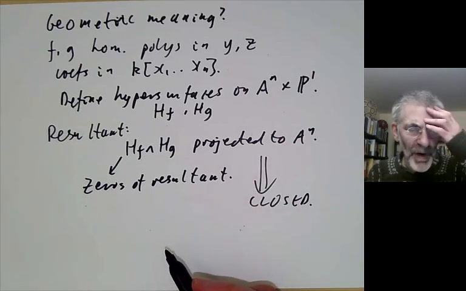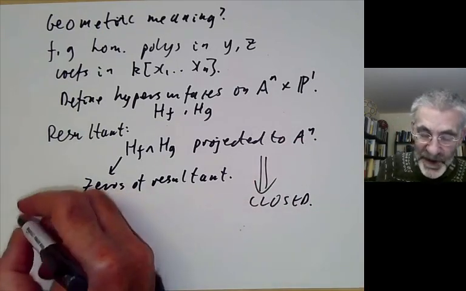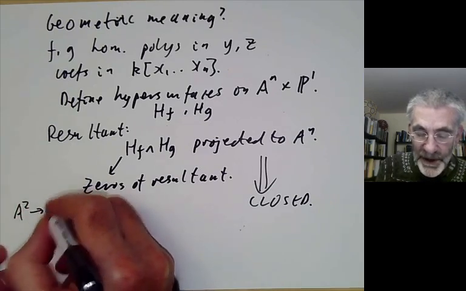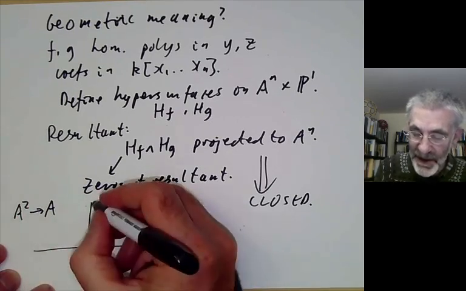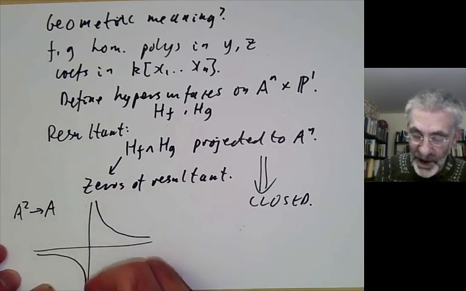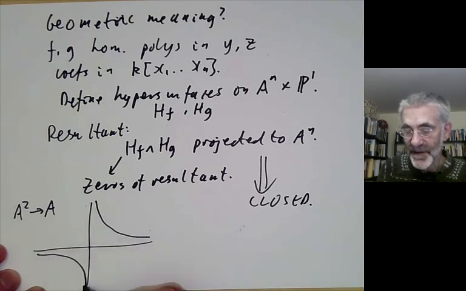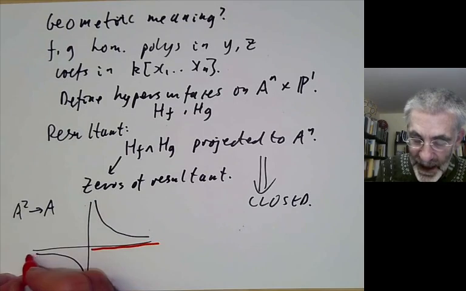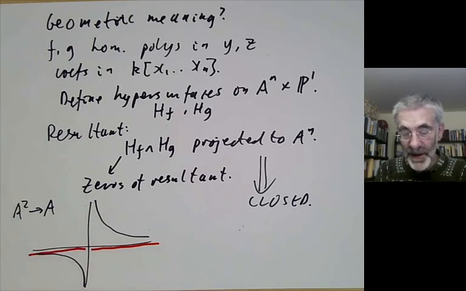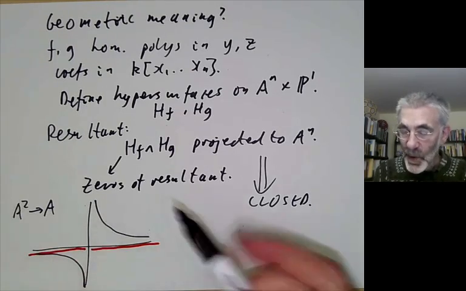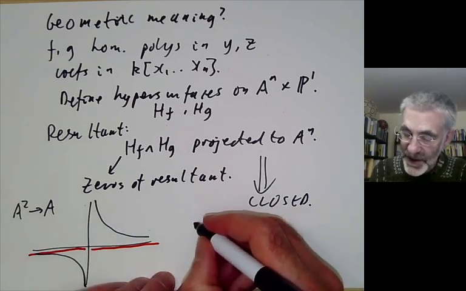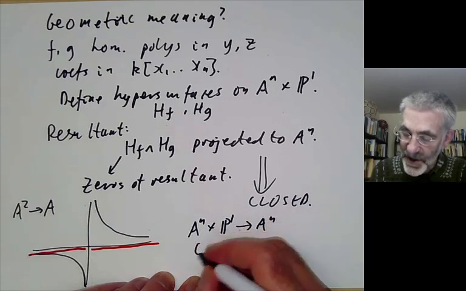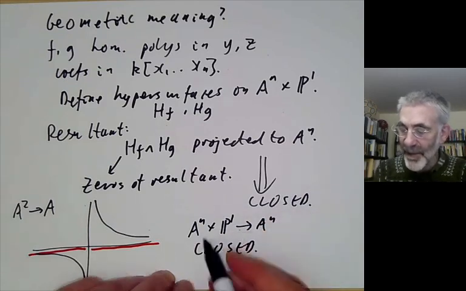You may think it's kind of obvious that the projection of a closed set is closed, but if you look at the projection of A^2 to A^1, this isn't actually closed, because you might take a hyperbola, for example, and this is a closed subset of A^2, but its projection to A^1 is A^1 minus a point, which is definitely not a closed set. So what the resultant is telling you is that the projection from A^n times P^1 to A^n is actually a closed mapping.